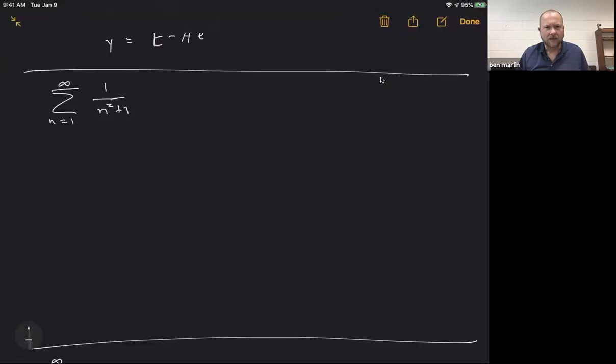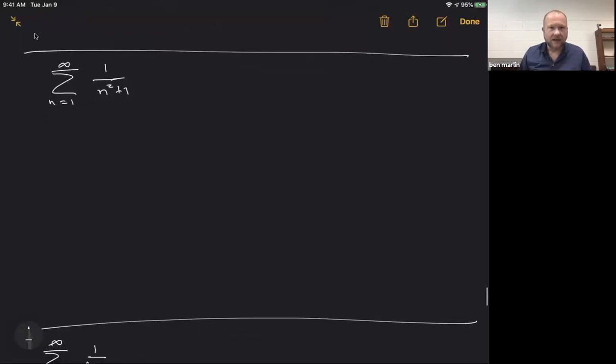So let me, as our first example here, show you one that we already know the answer to. I always kind of like to start with one we know the answer to and then make it more complicated as we go along. The thing we're looking at is the summation of 1 over n squared plus 1. If you remember, we already checked with the integral test and saw that it converged.